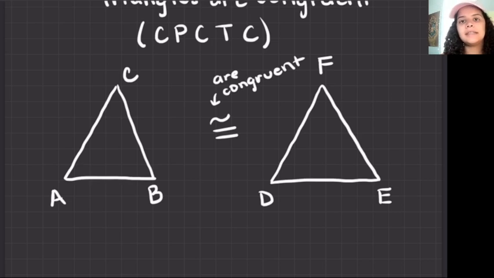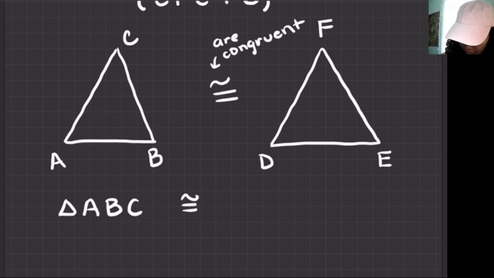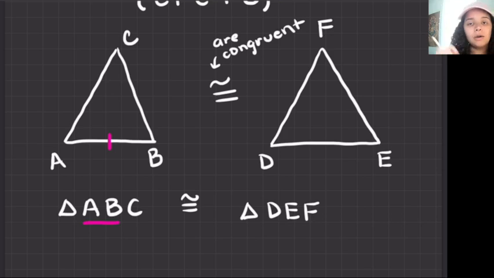What CPCTC says is that if I were to break the triangle down into parts, then each part of the triangle is congruent. So triangle ABC is congruent to triangle DEF, okay? So if I break it down in the parts, that means if I look at segment AB or side AB, the part that corresponds to it in the other triangle is DE. So those two sides are congruent to each other.